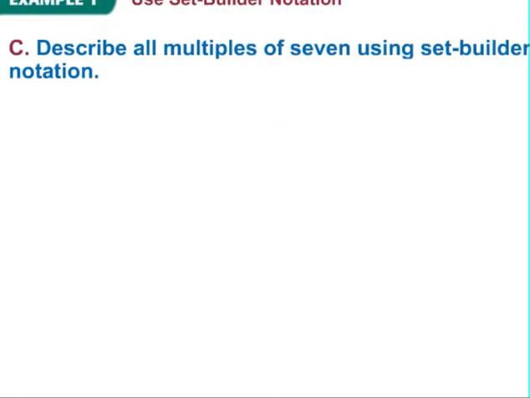Okay, let's look at this one. Describe all multiples of 7 using set builder notation. Now this is a little different. So how do I start? X, yep, line. Squiggle. You've got to start with that first. Now I need to think about multiples of 7. What are the multiples of 7? 7, 14, 21, 28. So basically I'm taking 7 times all these different numbers, right?